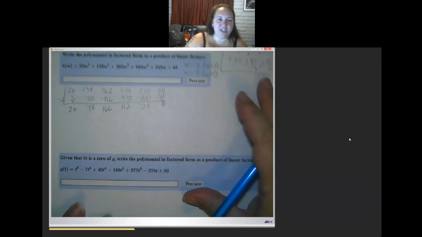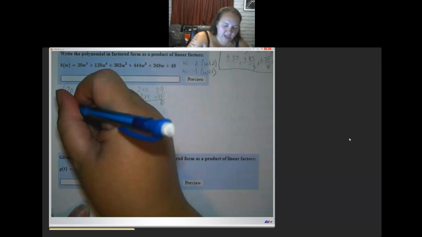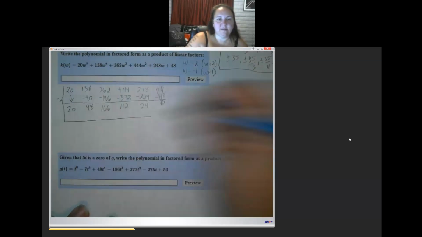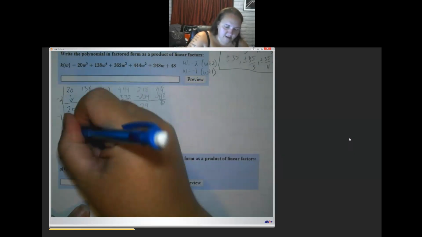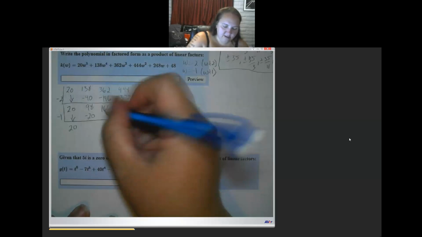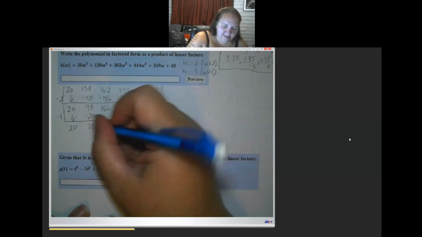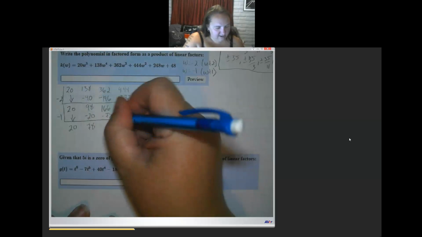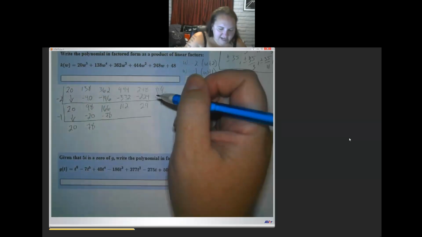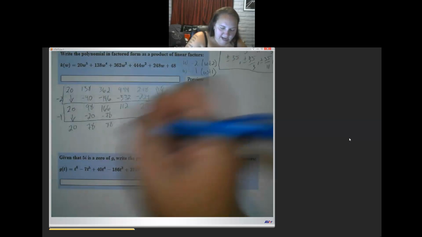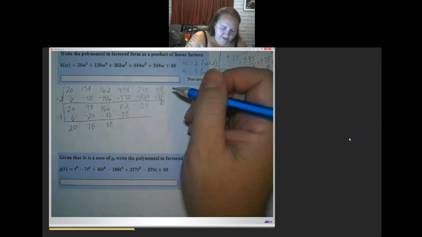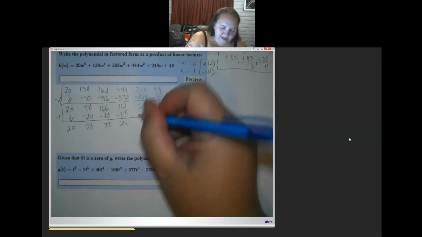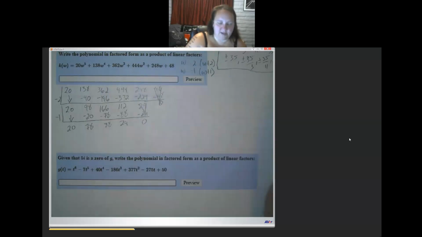We're going to do synthetic division again, only on this. We're going to take out this -1. 20, -20. So that's going to be 78 times a -1 is a -78. 166 minus 78 is 88. Times a -1 is a -88. 112 minus 88 is 24. Times a -1 is -24. All done.